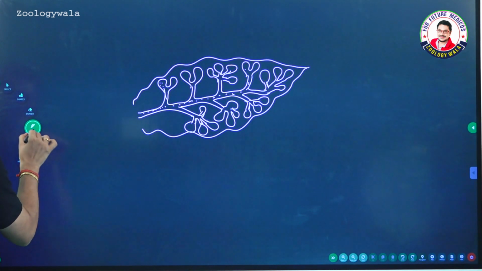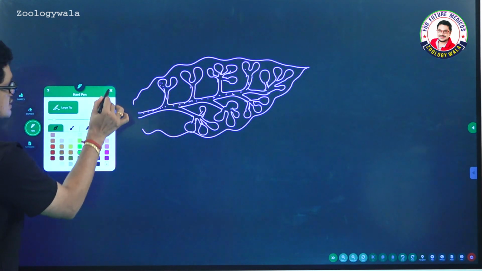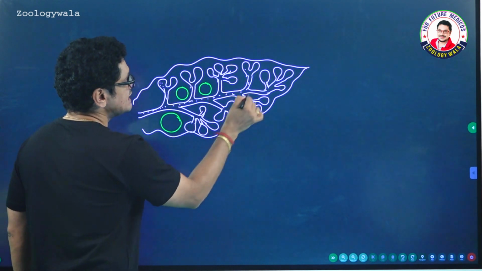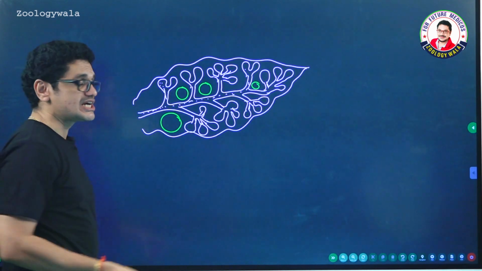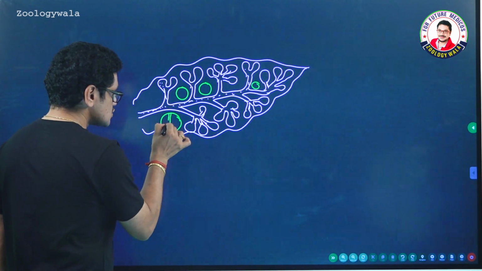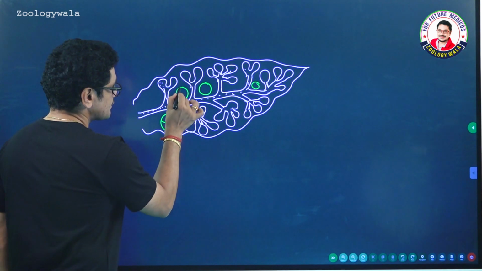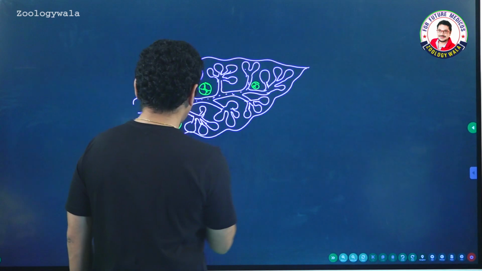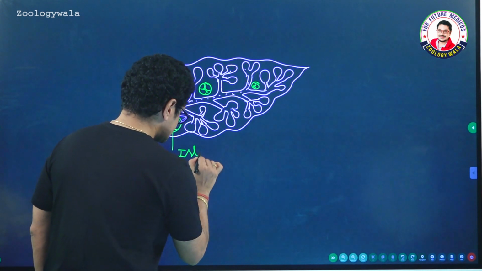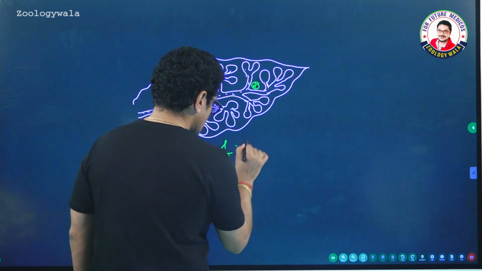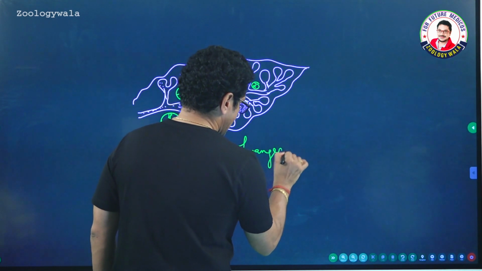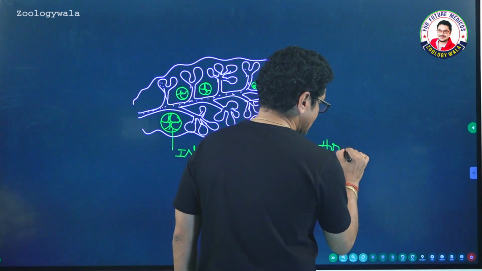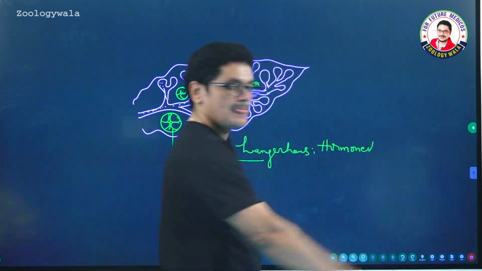In between these structures, you can see some islets. These are called islets, which are seen in the pancreas. 1 to 2% of the pancreas is formed by these islets. A number of cells are present here, and these are called islets of Langerhans. I will write it here. A number of hormones are produced by these islets of Langerhans.